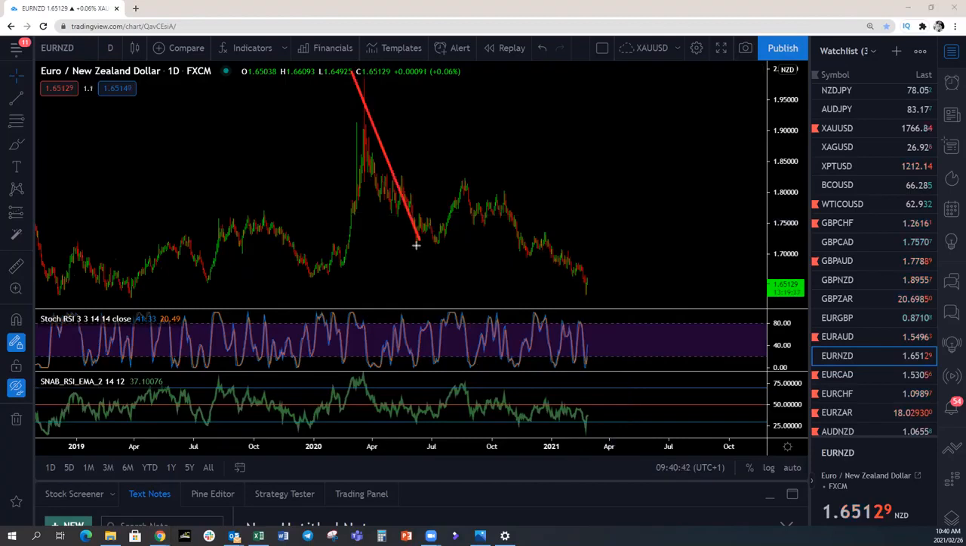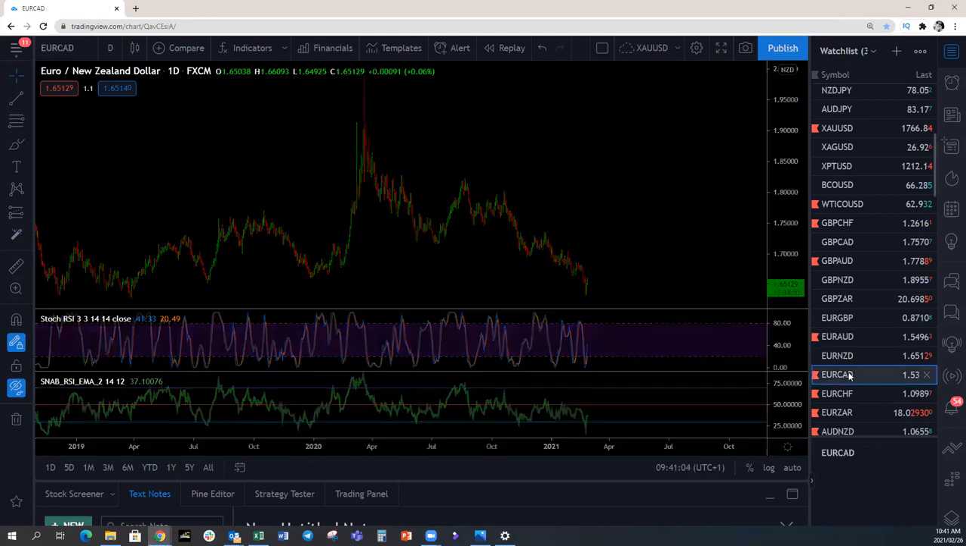The 3 waves there, a correction there, and the 5 waves to the downside here. So it's 5 waves down, 3 waves up, and 5 waves down. We're expecting to see something like this. Right, so that is Euro New Zealand, expecting a bit of a bounce there.